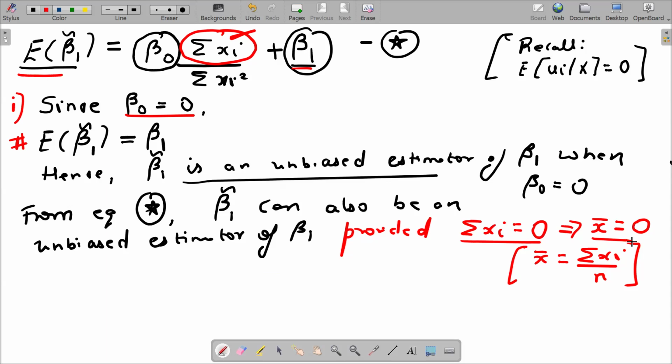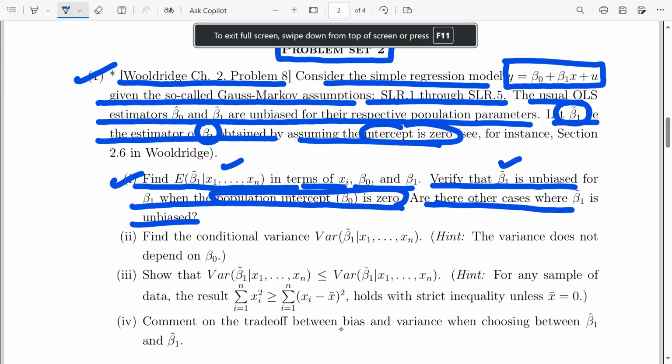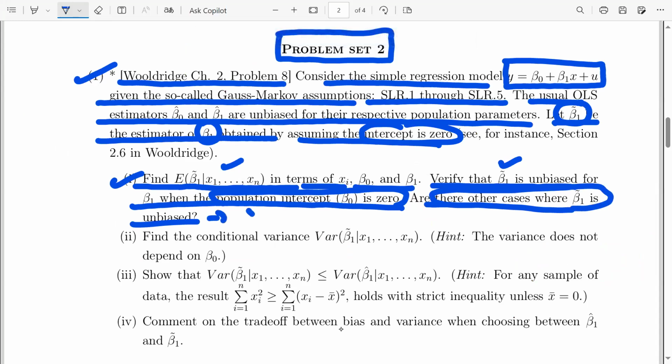So there are two cases in which beta 1 tilde can be an unbiased estimator of beta 1. One is where beta naught is equal to 0. This was given to us. Another possibility is that beta naught is not equal to 0, but summation xi is equal to 0. If summation xi is 0, then also the expected value of beta 1 tilde will be equal to beta 1, in which case beta 1 tilde will be an unbiased estimator of beta 1. So if I come back to the problem set, this is what it was also asking us. Are there other cases where beta 1 tilde is unbiased? Yes. This is the case where summation xi is equal to 0.